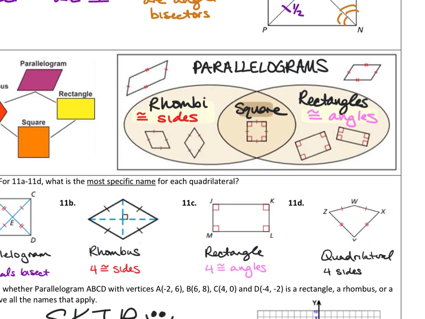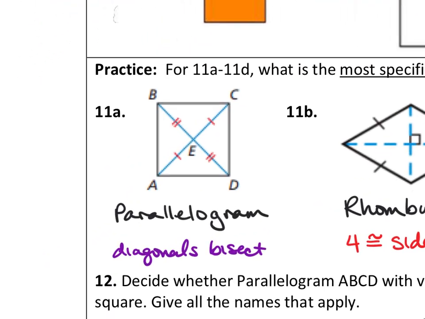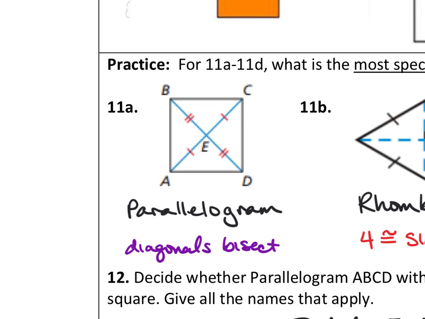So the markings are what are important. You have to make sure that the markings that you see actually show you what you want. So if you don't know that it's actually a square, like in number 11A, there's nothing telling me that those sides or angles are congruent, which means I can only say that this is a parallelogram. Don't let your eyes fool you.